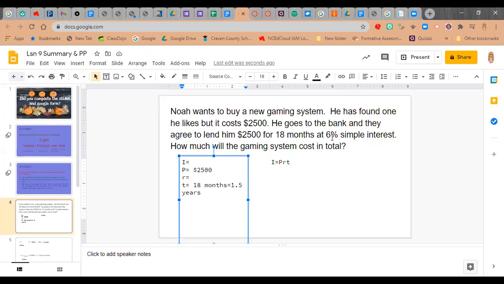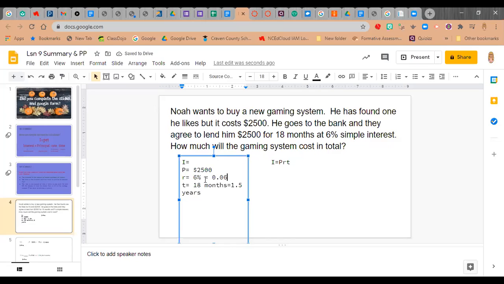Okay, then I see this 6%, and I know 6% is the rate, but to use it, I have to use it in its decimal. So as a decimal, what's it going to be? 0.04. No. I mean, 0.06. There you go.